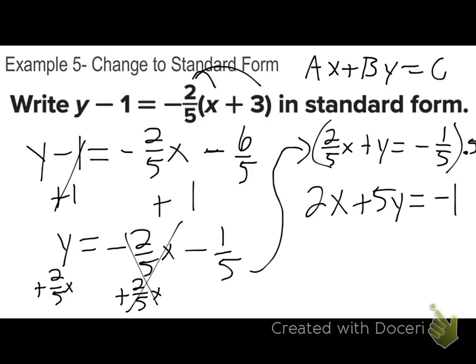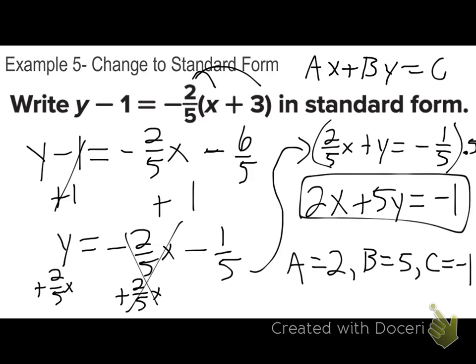Let's make sure and double check that it meets all of our conditions here. What is A? 2. What is B? 5. What is C? Negative 1. Is my A value greater than or equal to 0? Yes. Are A and B both 0? No. Good. Are A, B, and C all integers, meaning are none of them fractions? Yes. So does it meet all my conditions? Yes. So this is now standard form.